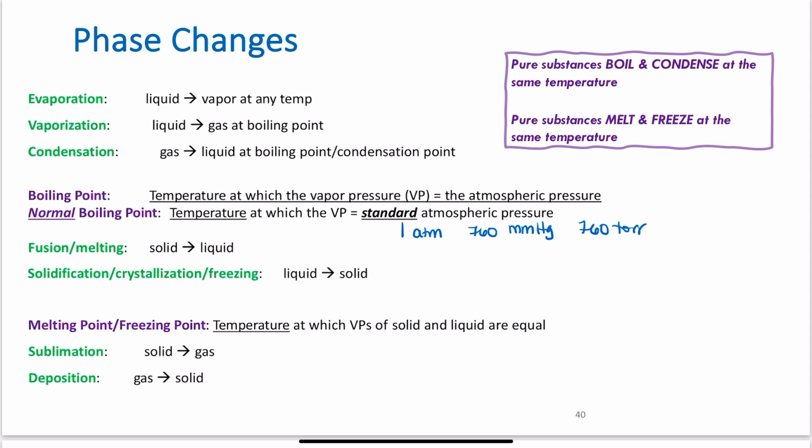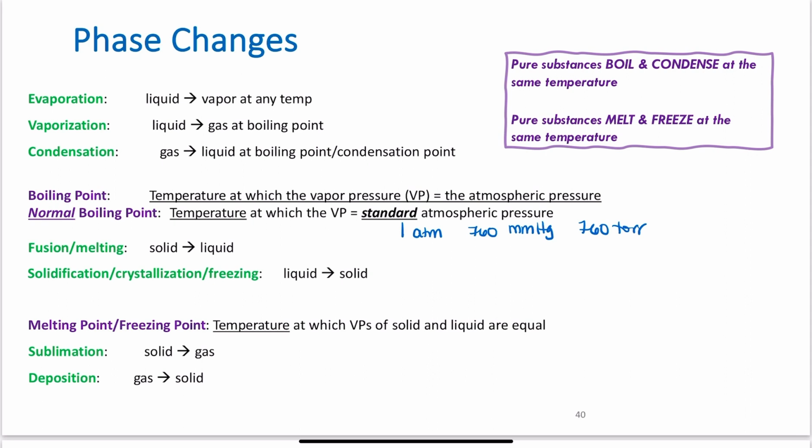Your melting and freezing point is the temperature where the vapor pressures of the solid and liquid are equal. So I've now reached that same kind of concept as the boiling point, except in this case, it's the solid and liquid vapor pressures that are equalized. Sublimation and deposition is going between the gas and solid phases. So if something is being sublimated, it is going straight from solid phase to gas phase. It is completely skipping its liquid phase.